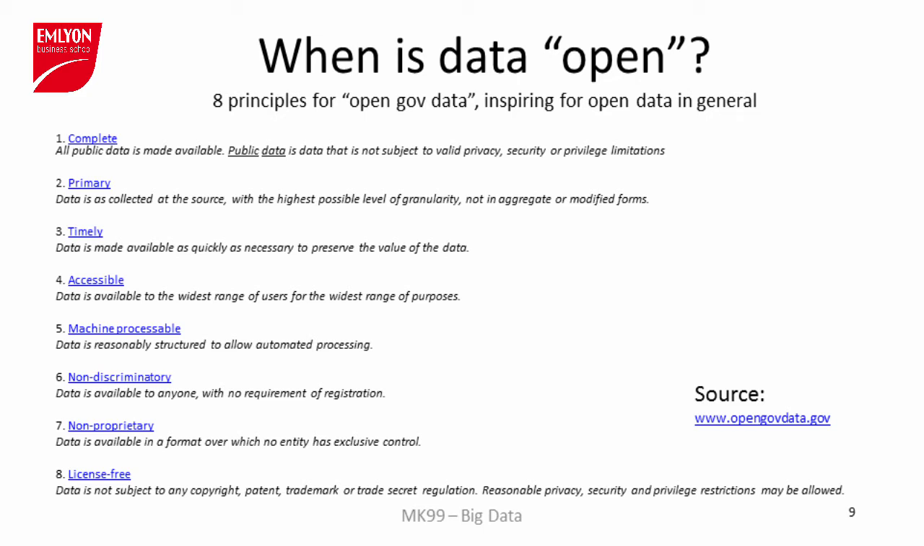The 5th principle is machine processable. Basically, don't release PDFs, because machines can't read PDFs. When I say machine, I just mean servers or programming languages. PDFs are very hard for machines to read, sometimes even impossible. It's much better to release data in a format that computers can read, such as CSV or text.